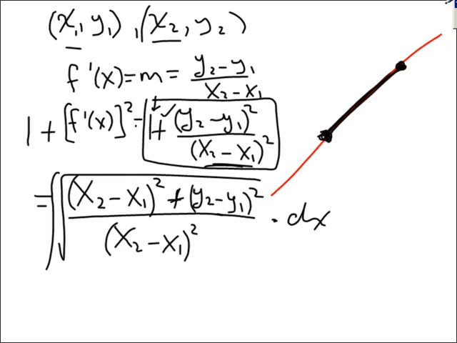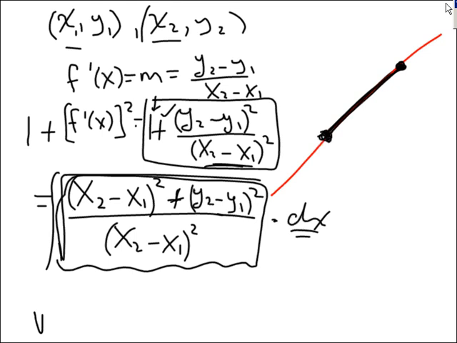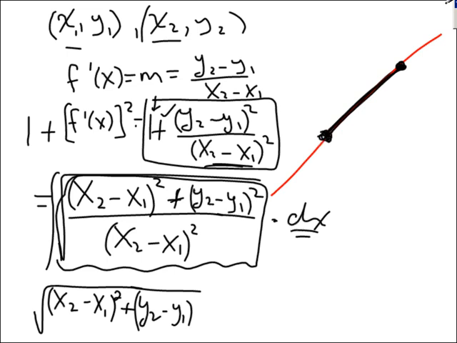Now everything above all of this is a constant. We're just integrating dx. So we get our constant, the square root of (x2 minus x1) squared plus (y2 minus y1) squared. And you know what? The square root of the bottom is just x2 minus x1.